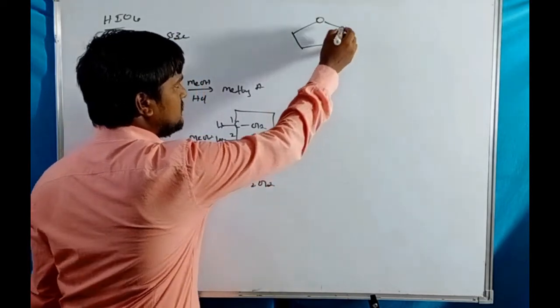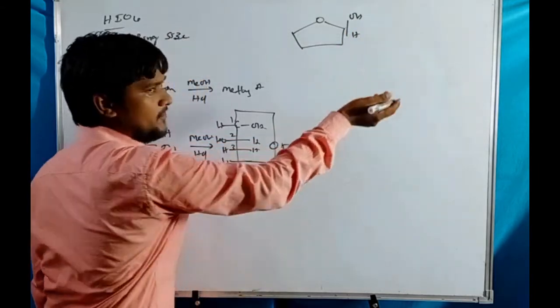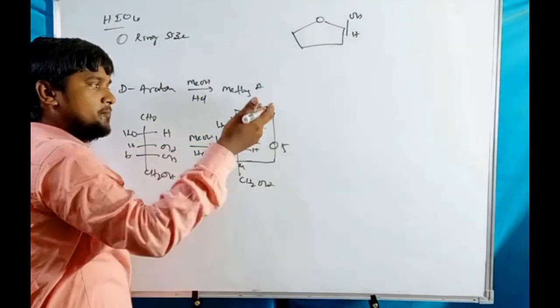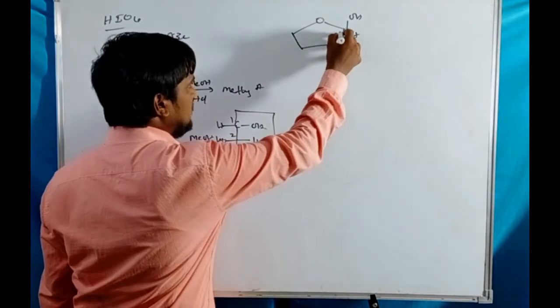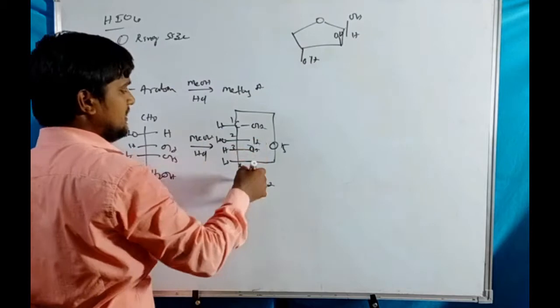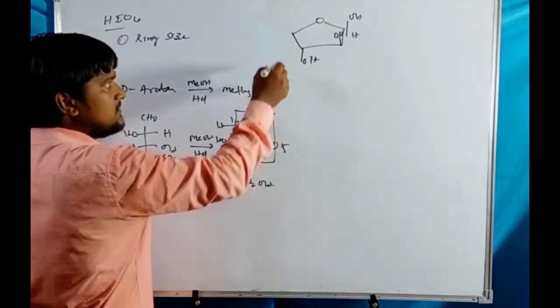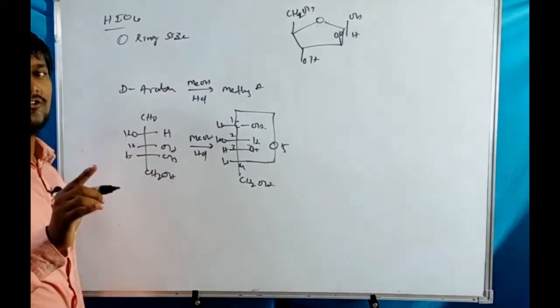In the furan derivative, the first position is HOH. Whether it is upside or downside: downside indicates alpha, upside indicates beta. Now the second one, on the left side, indicates upside. The third one, the right side OH, indicates downside. The next one is H, CH2OH. This is the D series, that's why it is CH2OH. So this is the furanose type structure.